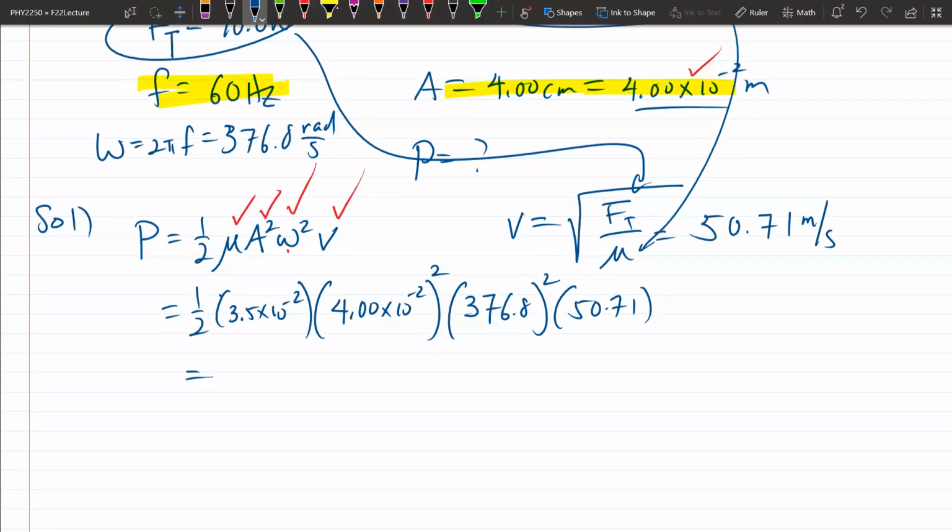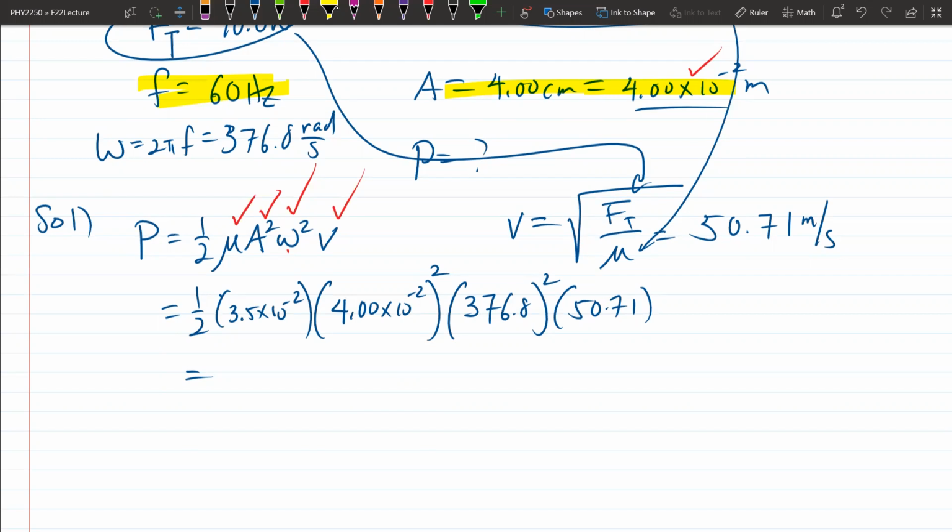Does anyone remember what the SI unit for power is? Joules per, that's energy. Power is what? A watt. It's a joule per second, okay? Power is how much energy per second you're sending.